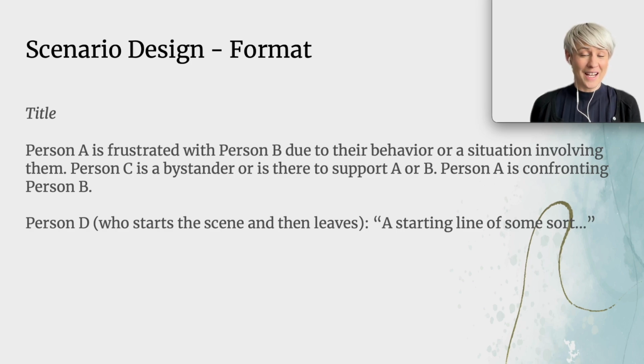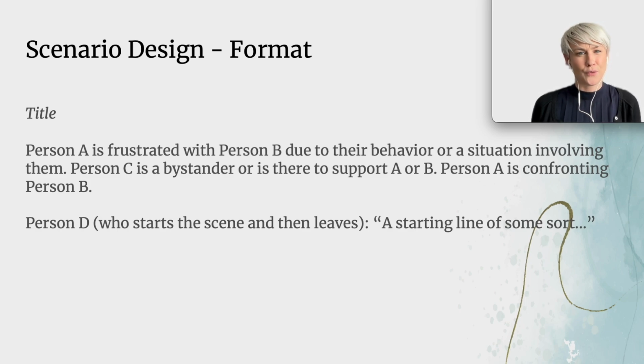So person A is upset about a situation involving person B in some way. Sometimes person B is directly responsible, but other times they just happen to be the person delivering the information or handling the situation. Then person C is optional. Person C is a third party who is either supporting person A or B, like a friend or a parent, or they might be neutral, like a colleague who's just happened to overhear the exchange.